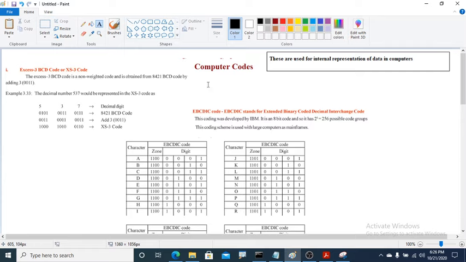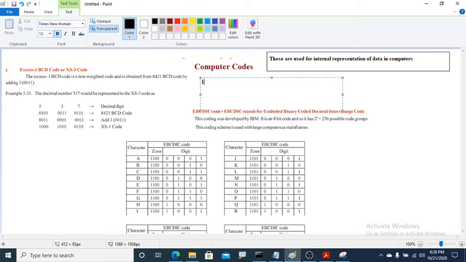The first one is XS3 BCD code. It is named XS3 BCD code, or we can simply call it XS3. This is the first computer code.